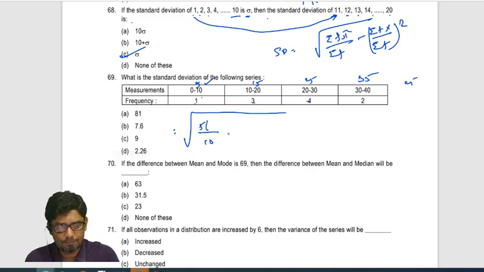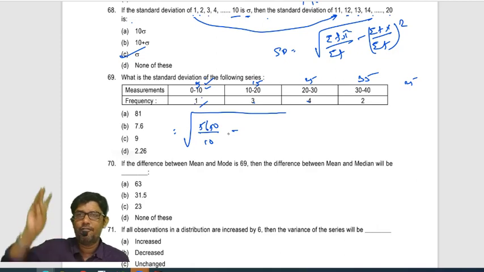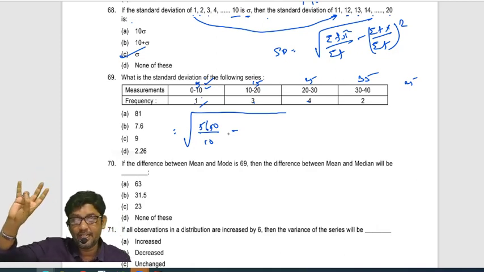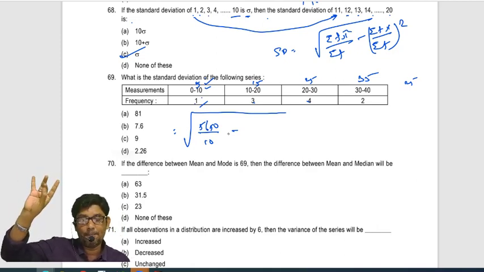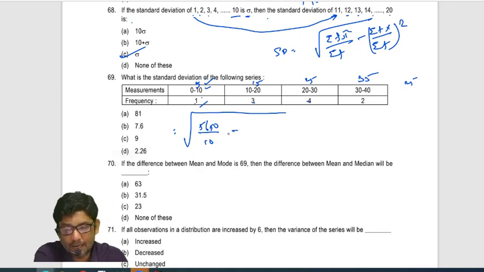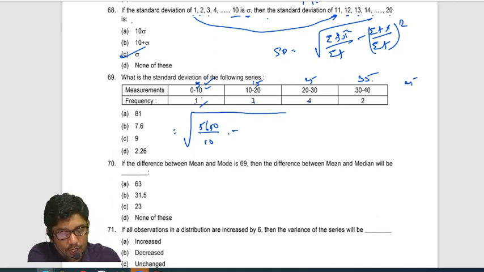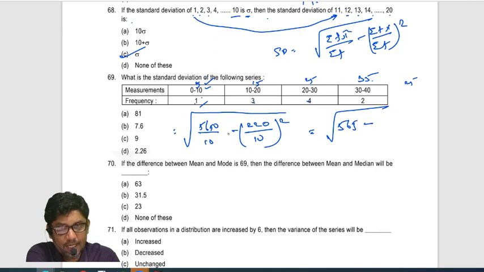5650. Okay. Minus summation fx. 5 ones are 5. 5 into 1 M plus 15 into 3 M plus 25 into 4 M plus 35 into 2 M plus MRC. Can you tell me what it is? 220 by 10, the whole square. So is it nothing but root of 565 minus 22 the whole square? 484.